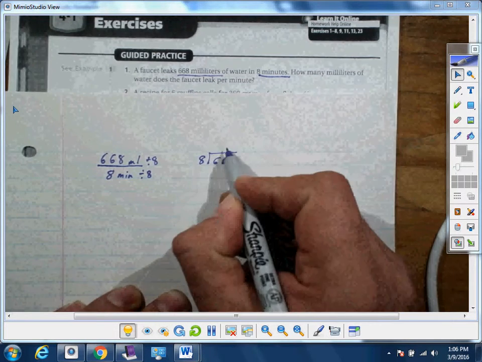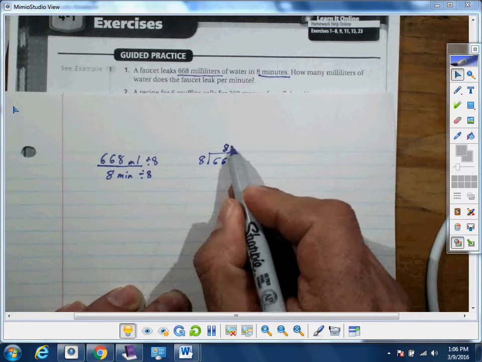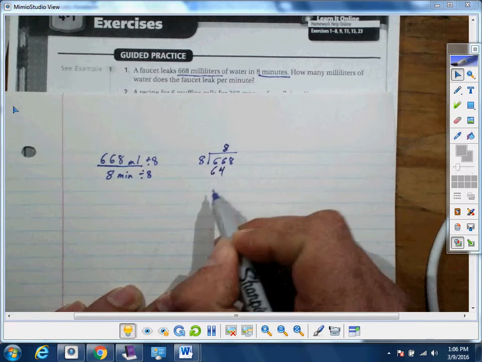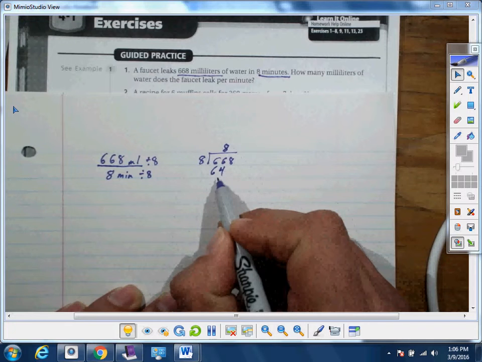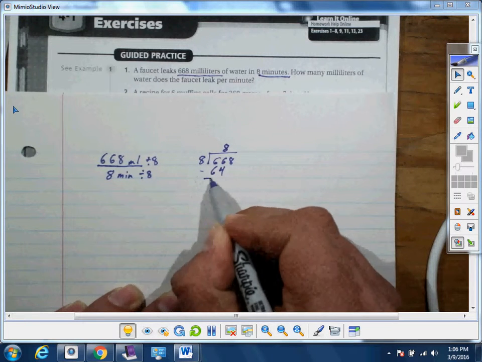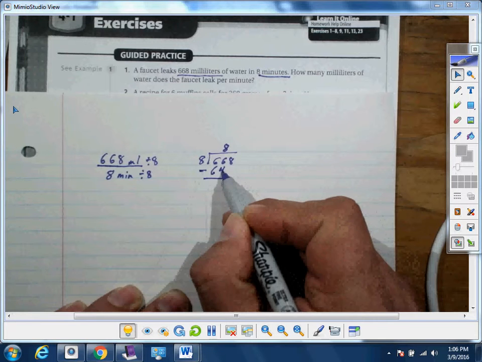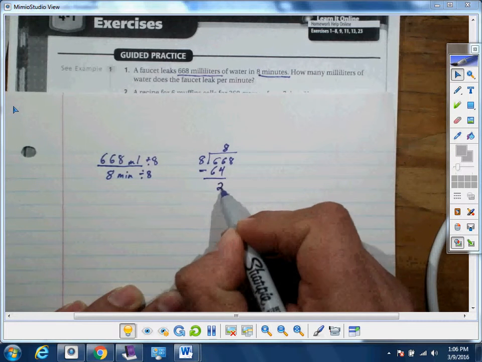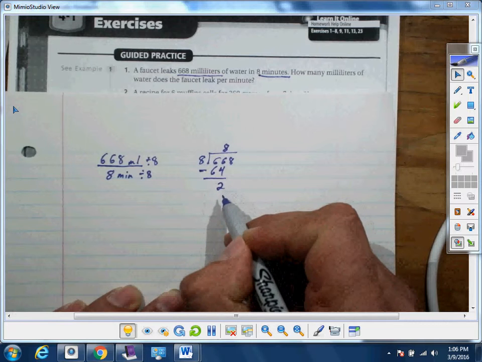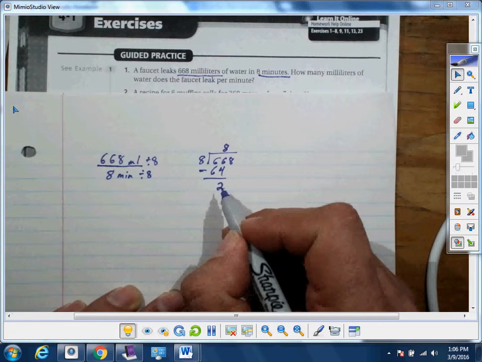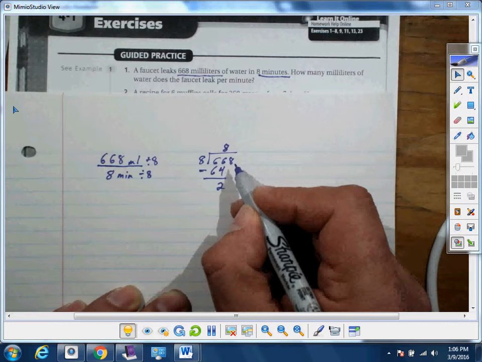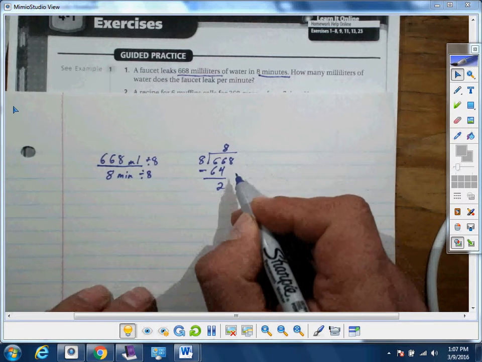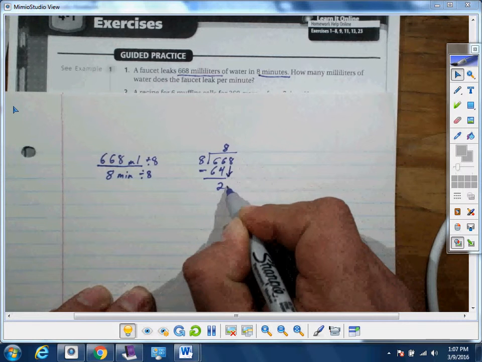And I know that 8 times 8 is 64. I multiply, I put my 8 up top, I multiply those two numbers together and put the answer below the 66. I then subtract 64 from 66. If I take 4 from 6, I get 2. And 6 from 6 is 0. My next step, I'm going to bring my 8 down, and I now have 28.